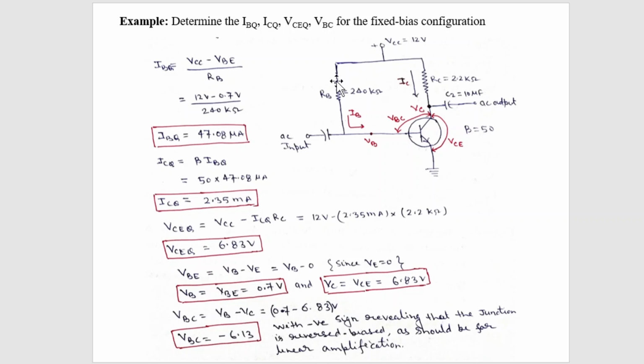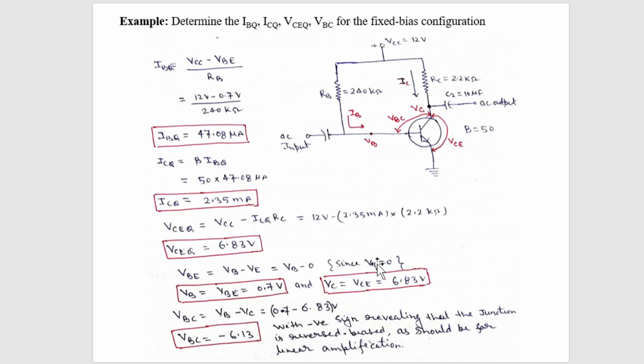Now VCE is known, so one can find out the VBC. In order to find this voltage VBC, you have to find out the value of VB and the value of VC. So VB minus VC is equal to VBC. We know that VBE is equal to VB minus VE, and we know that VE is equal to 0 because there is no voltage drop at the emitter. So VB is giving the 0.7 volt. That means the voltage at the base is equal to 0.7 volt.